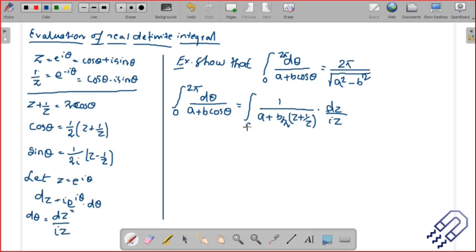So before I proceed, let me just tell you here that when you write z equal to e to the power i theta and you write it down as cos theta plus i sin theta, you know that sin theta and cos theta will always vary between -1 and +1. So that means the contour that we are finding is always modulus of z is equal to 1.